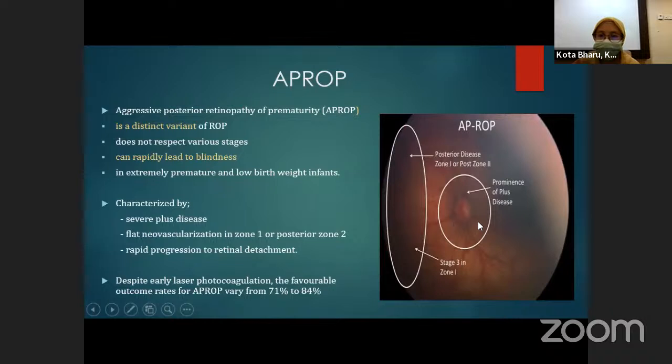Okay, these signs show ROP with prominent plus disease, with dilatation and tortuosity of the vessels. Stage 3 neovascularization at zone 1 and posterior zone 2.